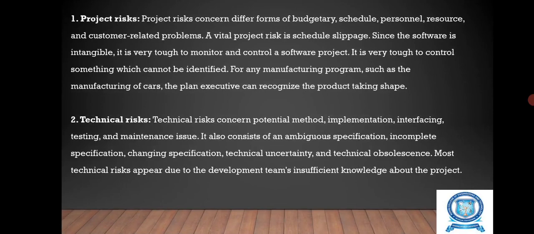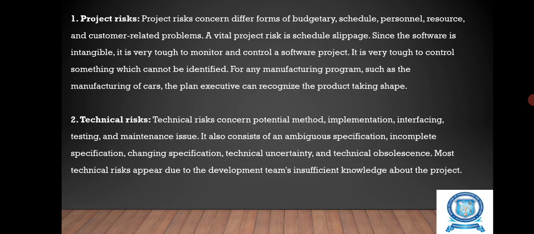Project risk. Project risk concerns different forms of budgetary, schedule, personnel, resource, and customer related problems. A vital project risk is schedule slippage. Since software is intangible, it is very tough to monitor and control a software project. It is very tough to be identified. For any manufacturing program, such as the manufacturing of cars, the plant executive can recognize the product taking shape.